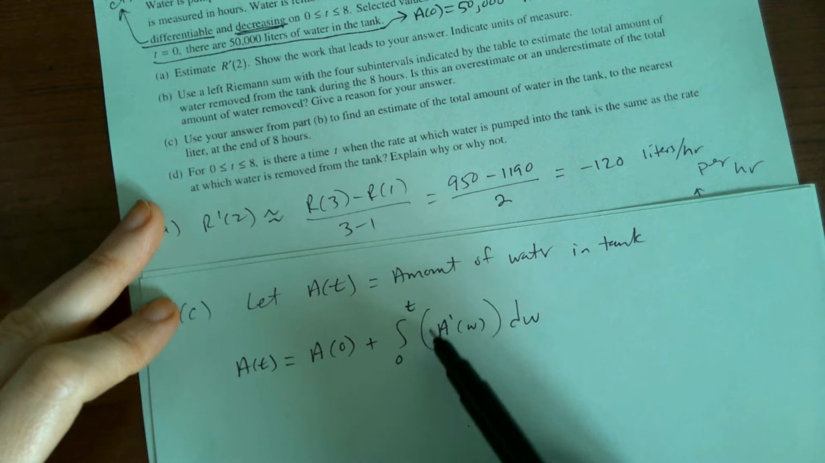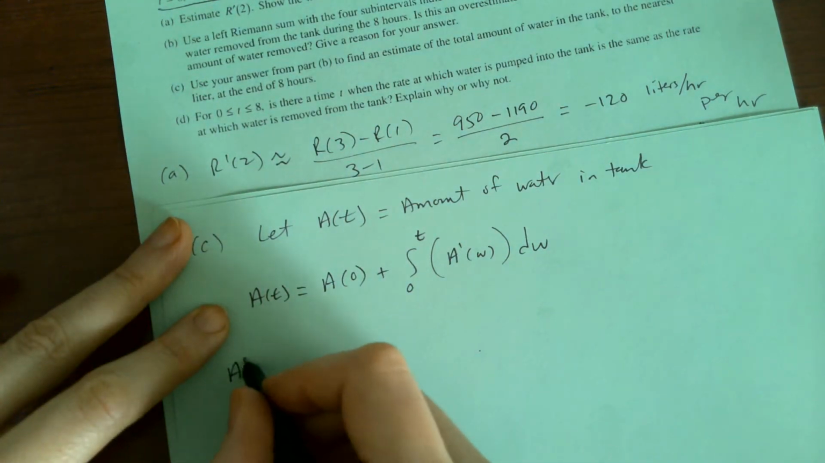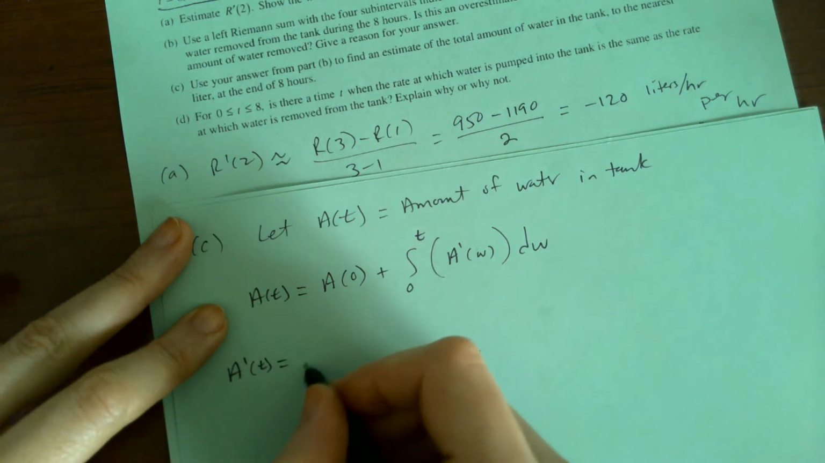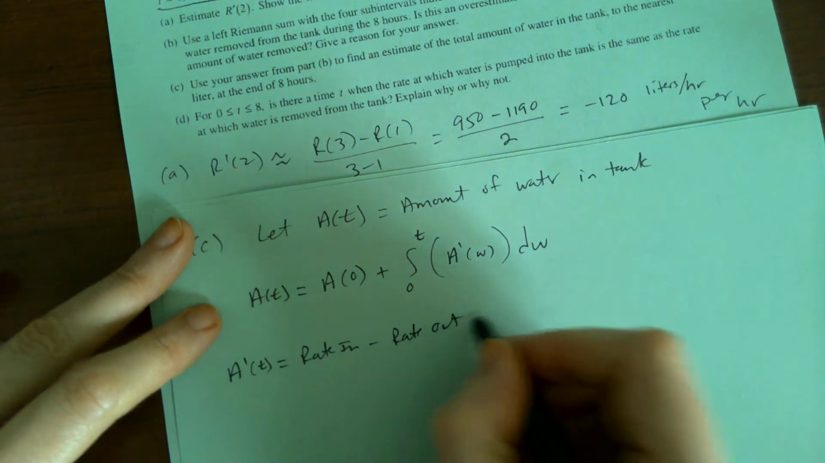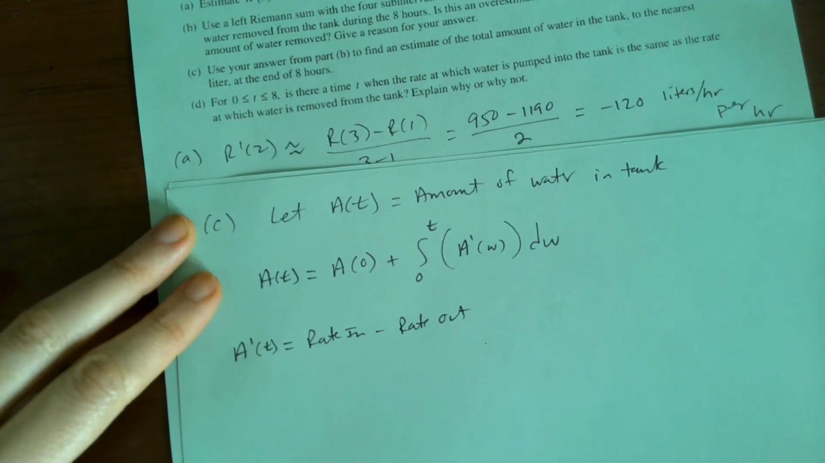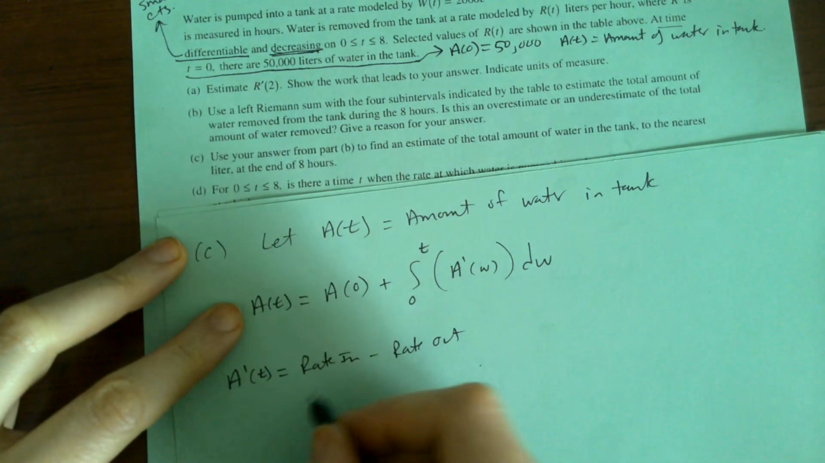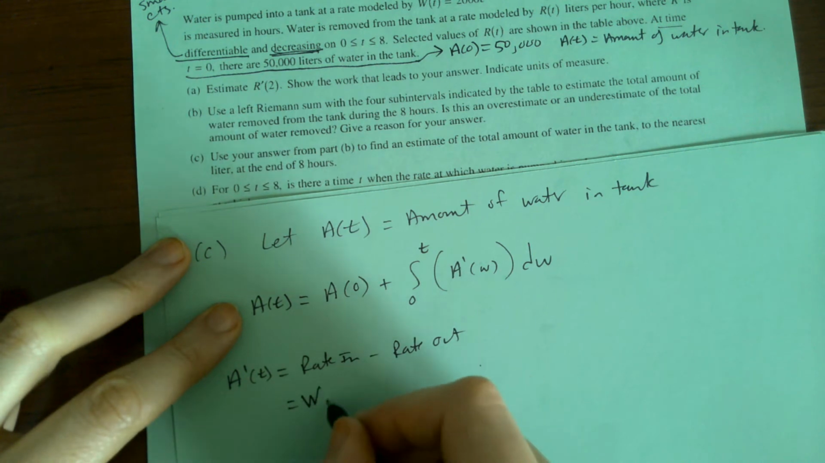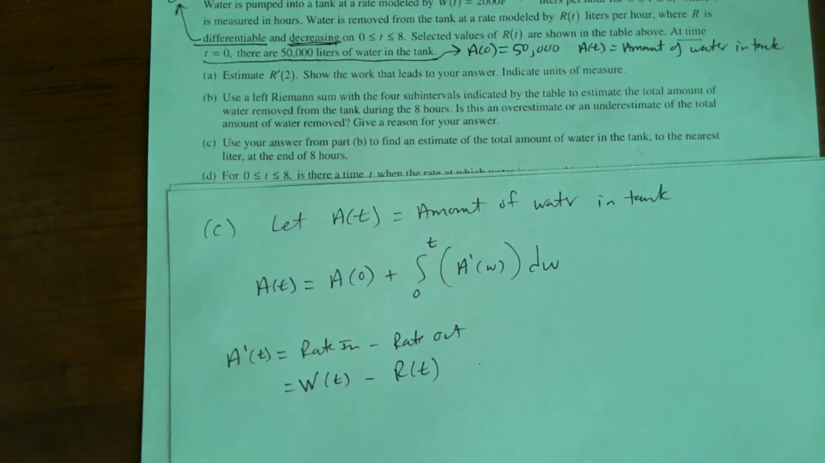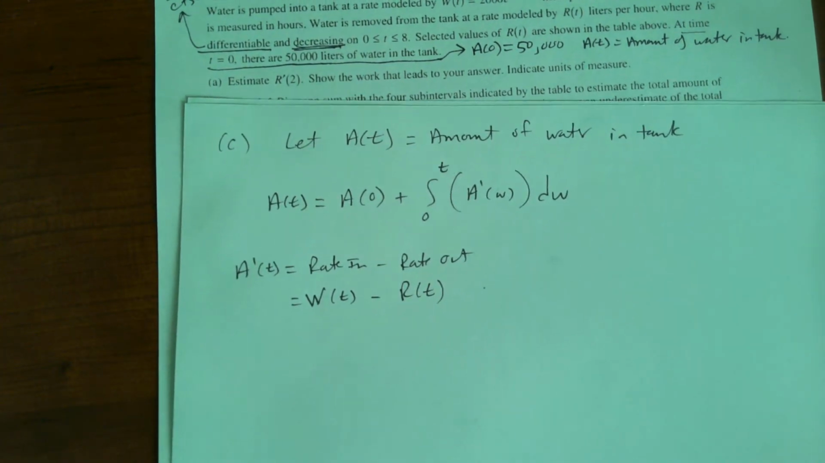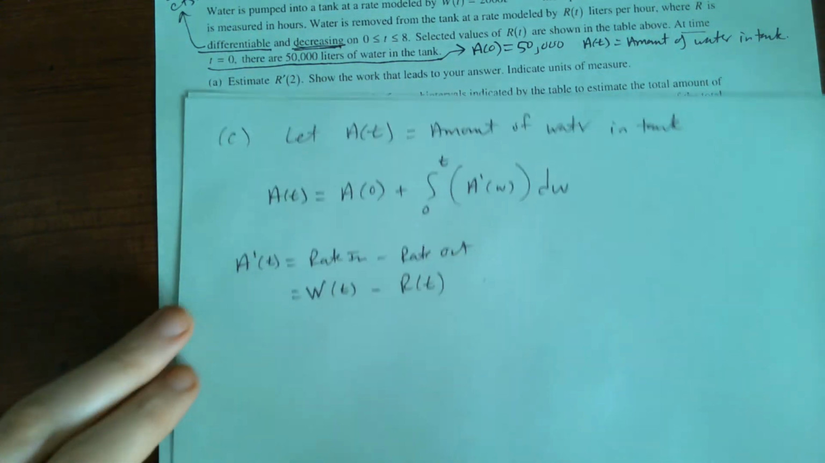All right, and now this here, guys, this A prime, let me just say to myself, A prime of T, this is going to be rate in minus rate out. The rate in was given as W. So this is going to be capital W of T minus the rate out is capital R of T. Okay, so this is what's going to be going in for A prime, and I've just got to switch the variable.